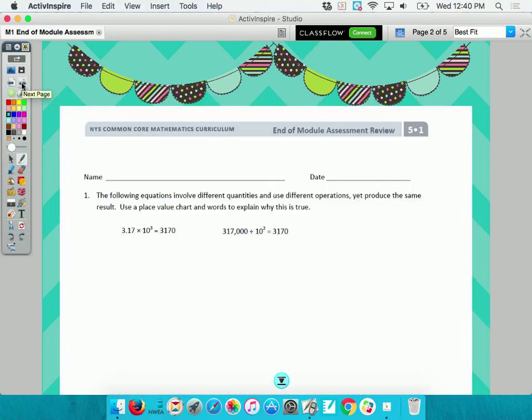Tomorrow we'll take the test. Today we're going to practice. I changed the numbers, okay? I didn't change the exponents, and I didn't change the words. So the questions will be exactly the same.